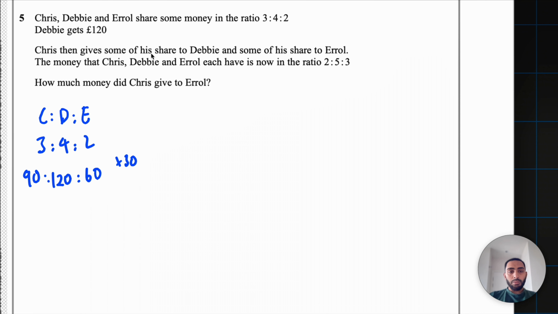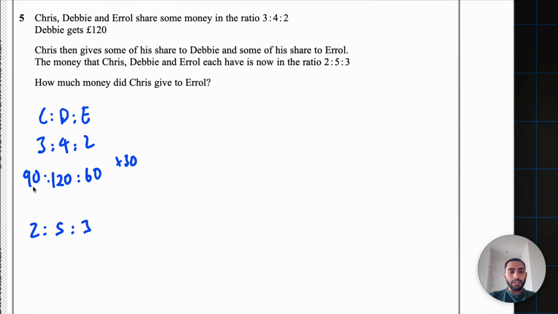Chris then gives some of his share to Debbie and some of his share to Errol. The money that Chris, Debbie, and Errol each have is now in the ratio 2 to 5 to 3. So that means that Chris is giving some of the money to Debbie and some of the money to Errol. So the amount of money that Chris is going to end up with is going to be less, and Debbie and Errol will end up with more. The share is now 2 to 5 to 3, and we need to think, does the amount of money that we have change? The amount of money isn't going to change because we're not adding any extra money in, we're not taking any money out, it's just going to be split between these three people.